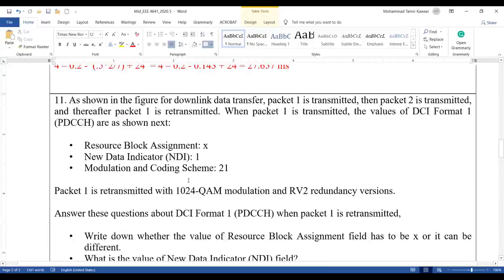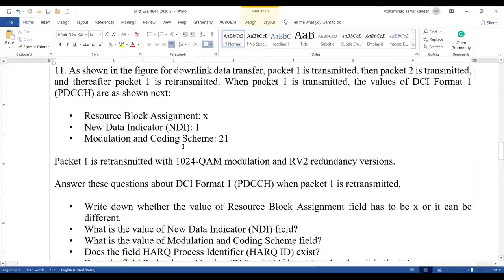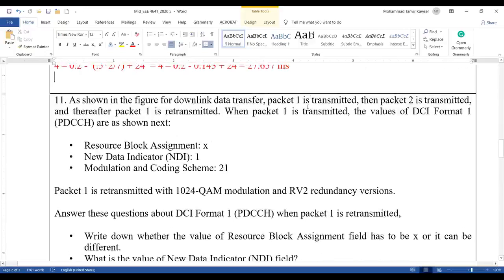Now for downlink data transfer, we discussed that packet 1 is transmitted and the retransmission takes place for packet 1. But in between, you have another transmission of a packet. Packet 2 is also transmitted.